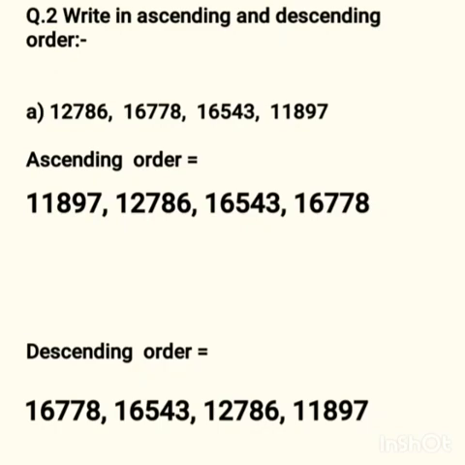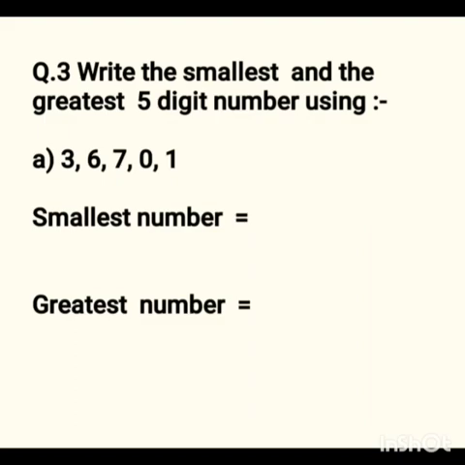So the next question. Student, question number 3 is write the smallest and the greatest 5-digit number using these digits. First we make the smallest number. The digits are 3, 6, 7, 0 and 1. So we will not start with the 0. We already know this. So the next smallest number is 1.